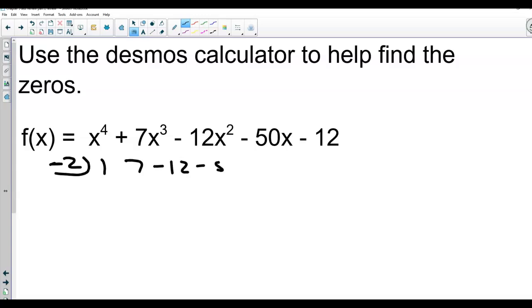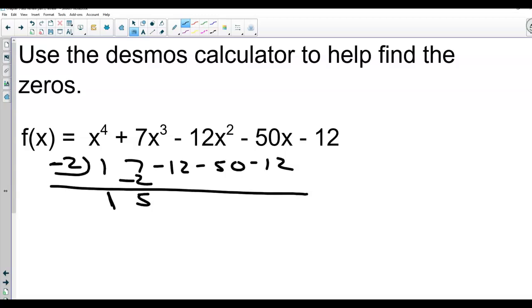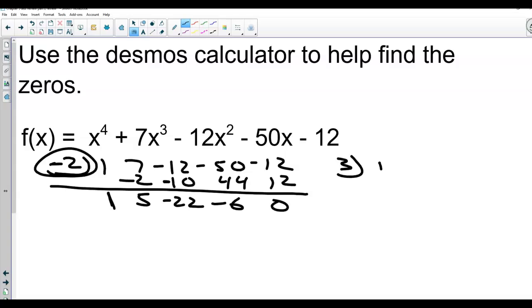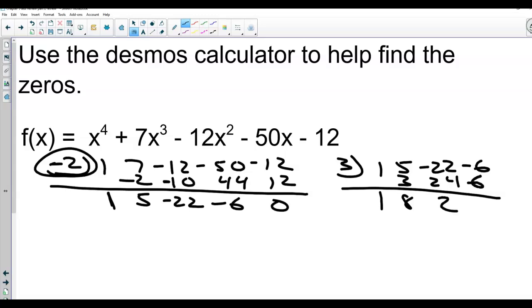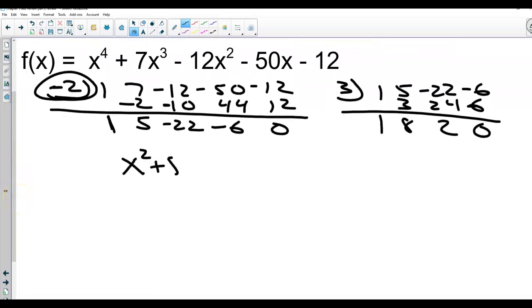So I'll start with a lower number, negative 2. 1, 7, negative 12, negative 50, and negative 12. Now, if you notice, on the graphing calculator, you got two irrational solutions as well. Negative 22, we get a 44. Negative 6, and we get a 12, which is 0. That's one factor. 3 would also be a factor. 1, 5, negative 22, and negative 6. We get 8, 24, a 2, and 6, so we get 0.